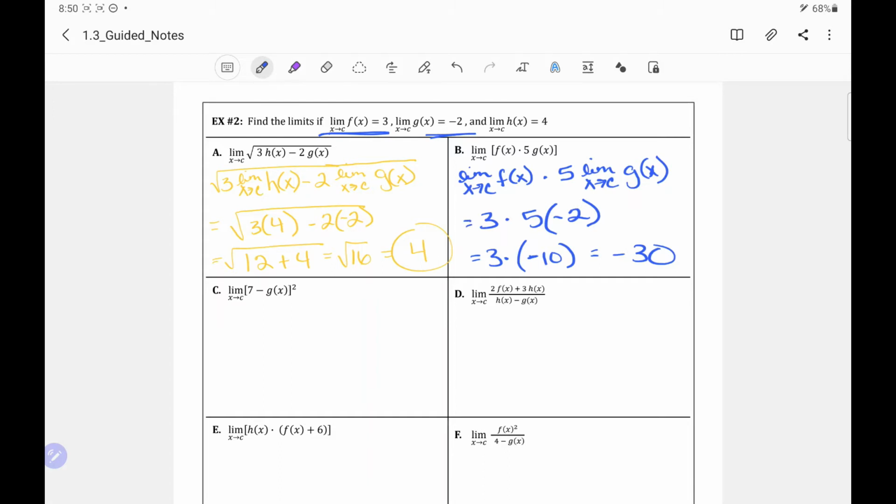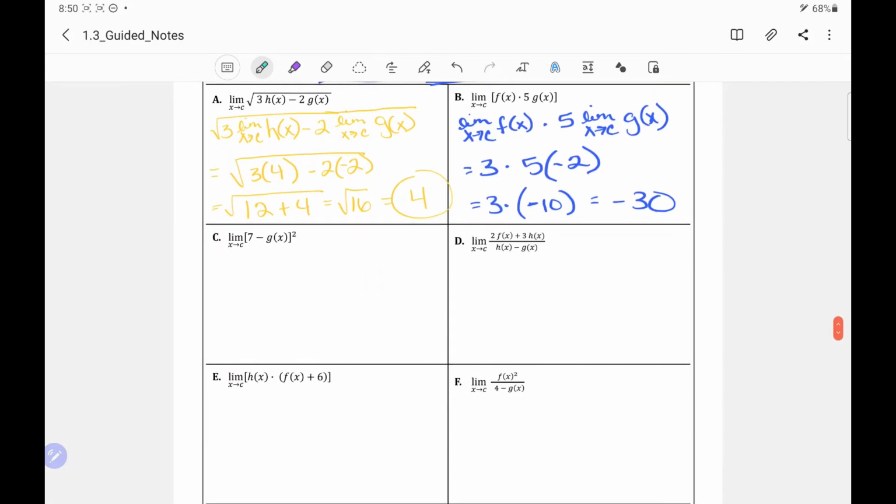The next one, we've got the limit as x goes to c of 7 minus g of x, squared. So just to be clear, we're going to write this out completely. So I've got the limit as x goes to c of 7. We don't get a lot of these examples. Remember, this is the one for the constant rule, but it's good to have one here and there. Minus, this is a difference, the limit as x goes to c of g of x, and then we have that square. Remember, the whole thing is squared at the end.